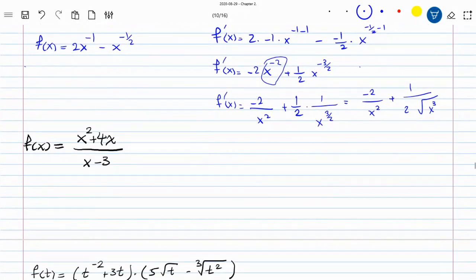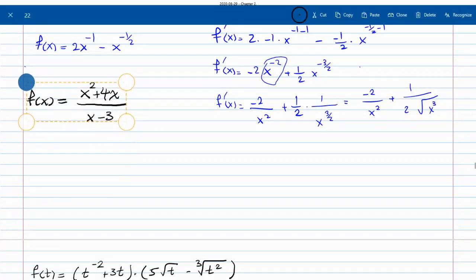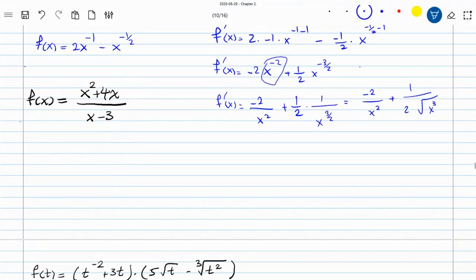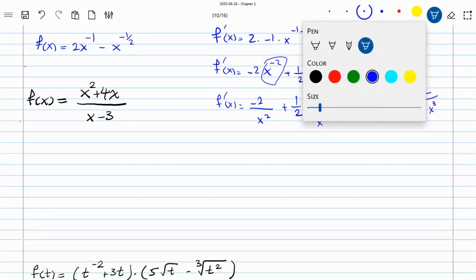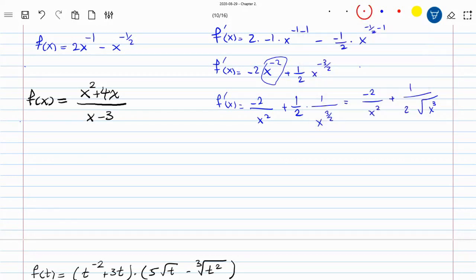Okay, I want to show you a different way in the example that I'm going to do next. For this function, f of x equals x squared plus 4x divided by x minus 3, we don't have the luxury to rewrite this with a negative exponent. What we can do is use the quotient rule. And what was the quotient rule? If you have f divided by g and you want to take the derivative, it would be f prime times g minus f times g prime, divided by g squared.